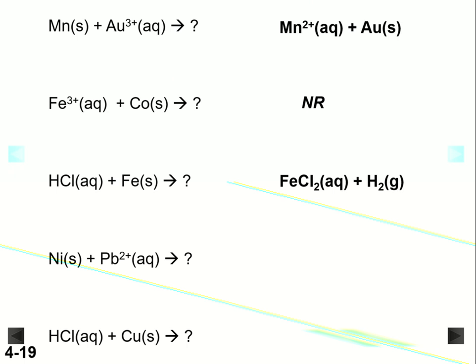Next up, we have nickel and lead. And if you look at the activity series, you will see that lead is well down on the activity series. Therefore, lead goes to the metallic form, nickel gets oxidized. And finally, we have hydrochloric acid with copper. And as we know, copper is below hydrogen. Therefore, it does not react. It stays in the metallic form.